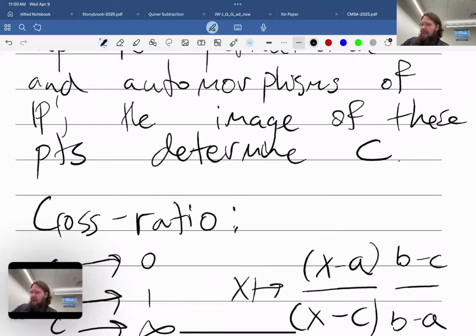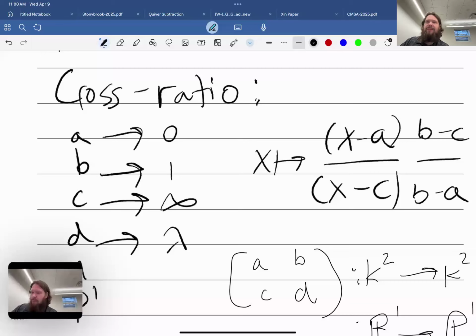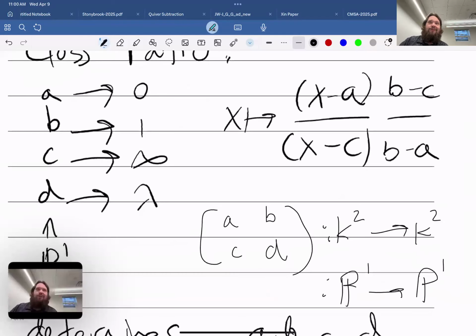A famous theorem is that for any 3 distinct points on P1, there's a unique fractional linear transformation that sends A, B, and C to 0, 1, infinity. You just think about that and write down the formula. A has to go to 0, so the numerator must involve x minus A. C has to go to infinity, so the denominator has to involve x minus C. And then you just fix that B goes to 1.